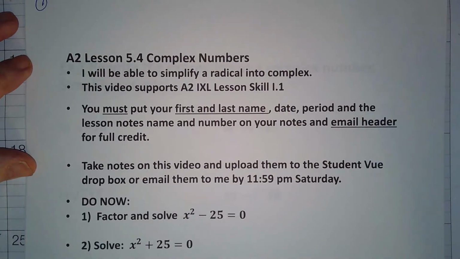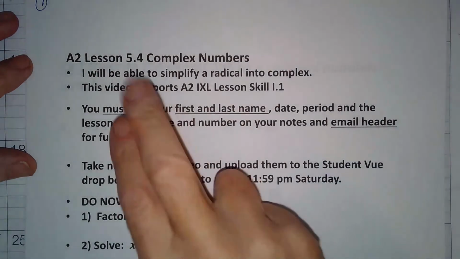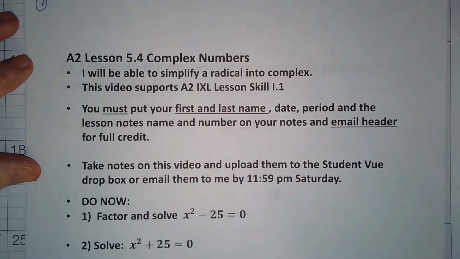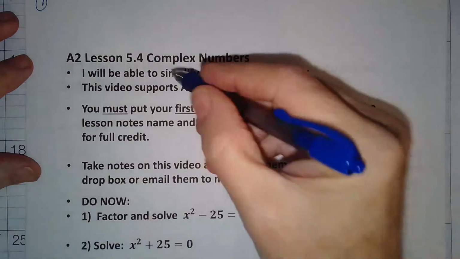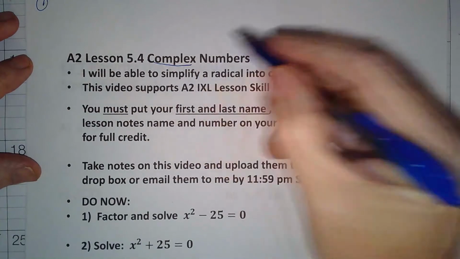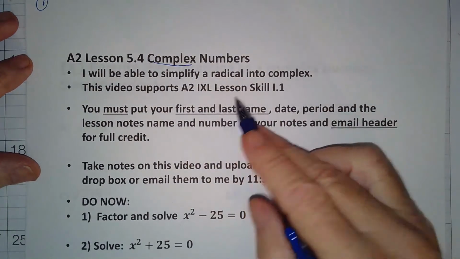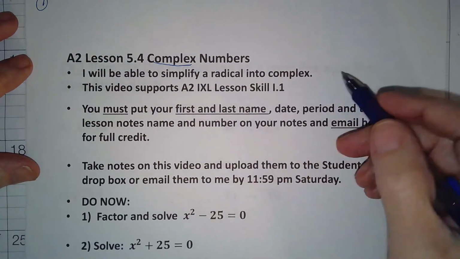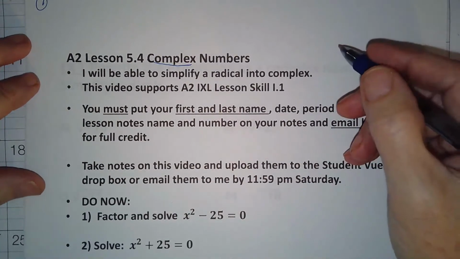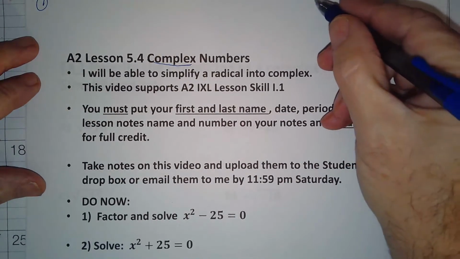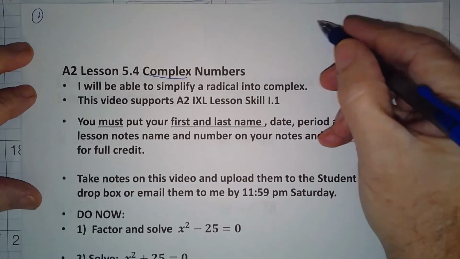Okay, good morning all. Today we are going to cover lesson 5.4 on complex numbers. And so you're going to be able to simplify a radical into a complex number. Now, what complex numbers are, actually people kind of misunderstand these things.